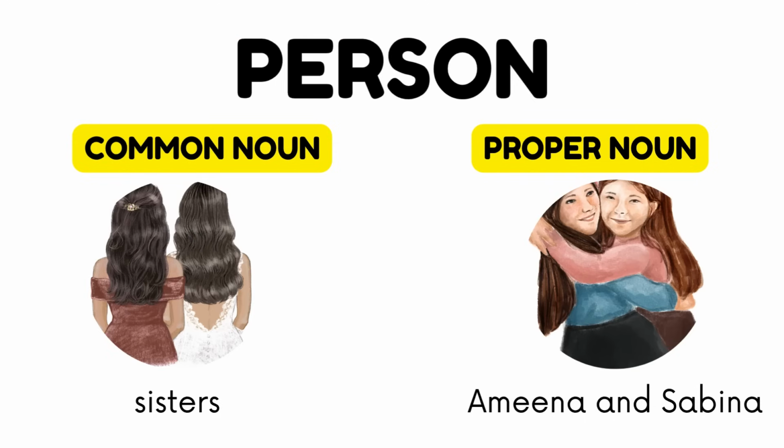There are sisters. On your left, they are just sisters. They could be any sisters. And on your right, they are specific sisters named Amina and Sabina. So, sisters is a common noun. That's why we do not capitalize the first letter of this word. But Amina and Sabina are proper nouns, so we do capitalize the first letter of each.